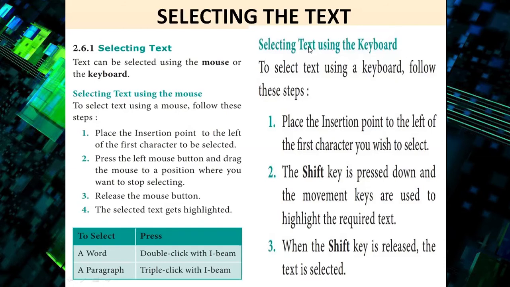We can even select text using the keyboard. Place the insertion point to the left of the first character you wish to select. The Shift key is pressed down and the movement keys are used to highlight the required text. When the Shift key is released, the text is selected. You can double click to select a word. You can triple click to select a paragraph.